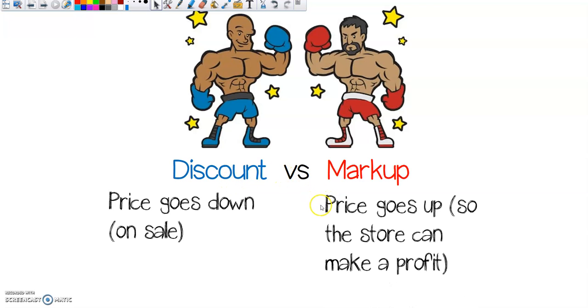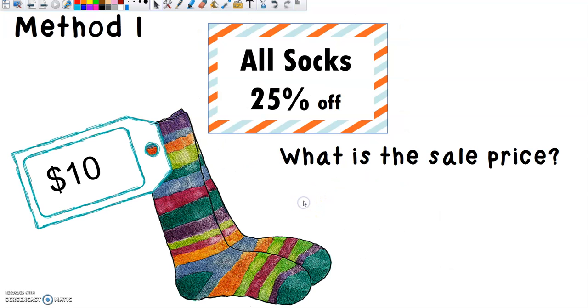And this is how a store can make a profit. For example, McDonald's might pay 50 cents to make a hamburger. However, they mark up the price for you to $2.50. So there's a markup. They're not charging you exactly what they paid to make their product.